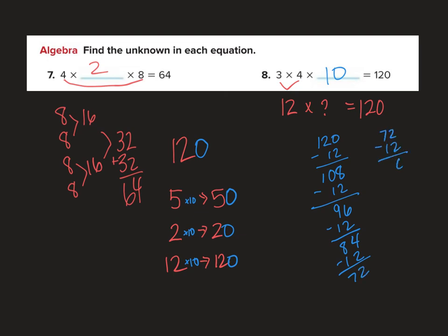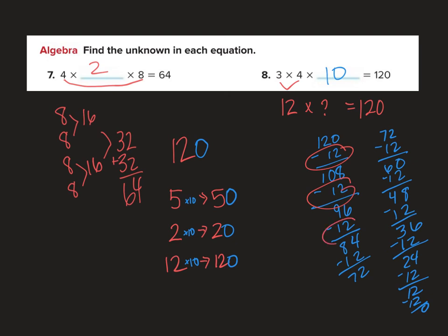Minus 12 is 60. 60 minus 12 is 48. Minus 12 is 36. Minus 12 is 24. Minus 12 is 12. Minus 12 is 0. So then we'd count how many minus 12s I do: 1, 2, 3, 4, 5, 6, 7, 8, 9, 10. That would be the strategy I would probably have you use if you didn't know how to do it, or if you didn't know this pattern here.